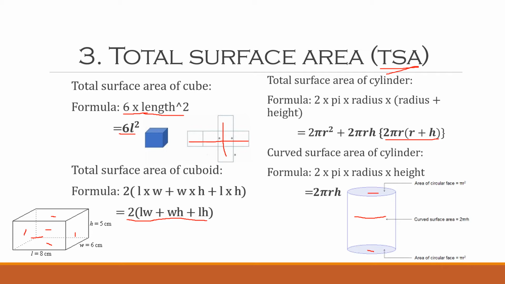Now, to calculate the curved surface area of a cylinder, which is this part, the formula is 2 pi rh. 2 multiplied by pi multiplied by the radius multiplied by the height.